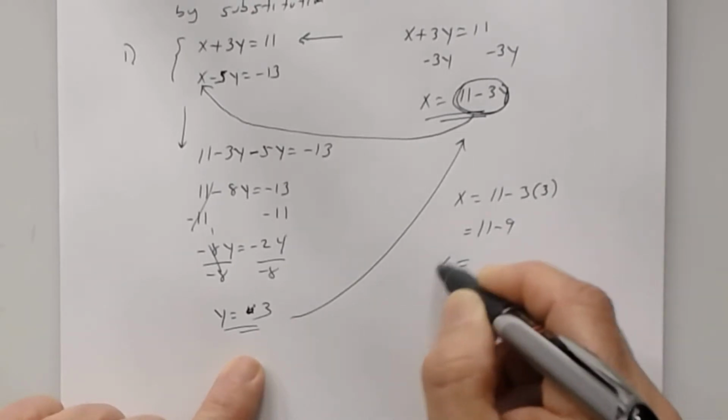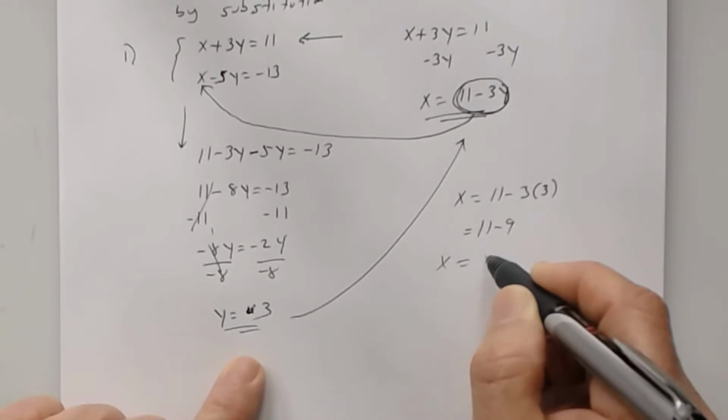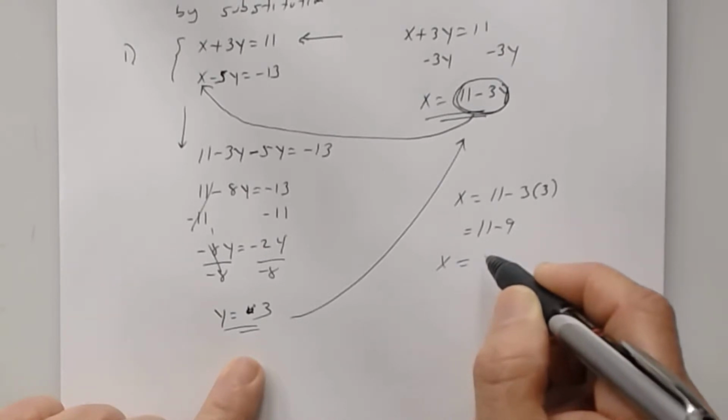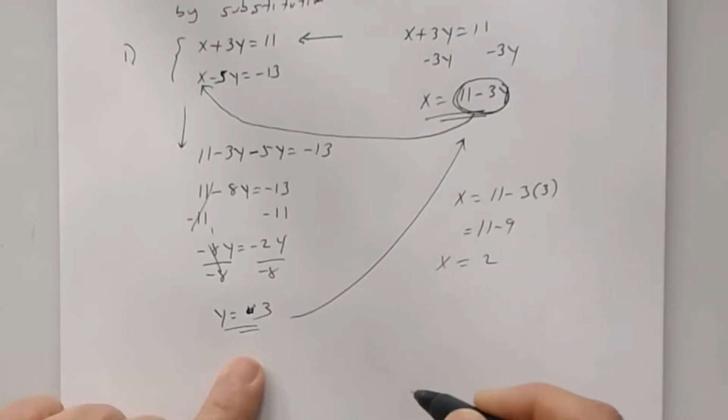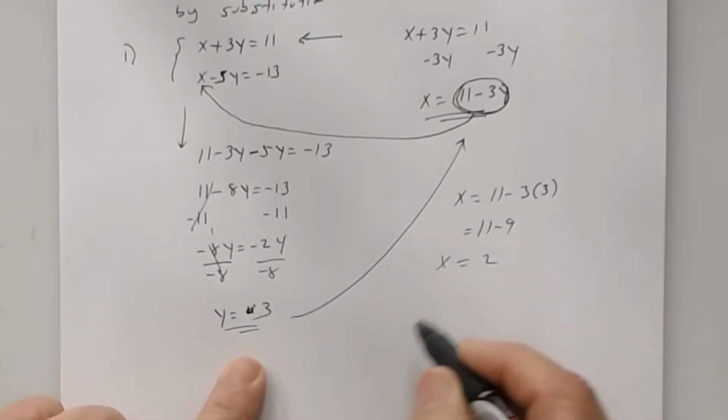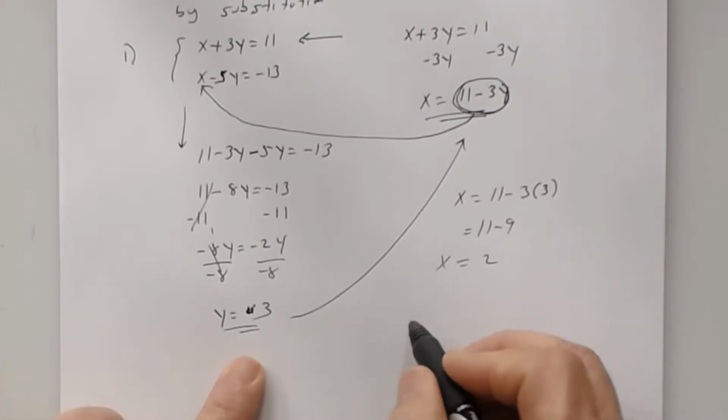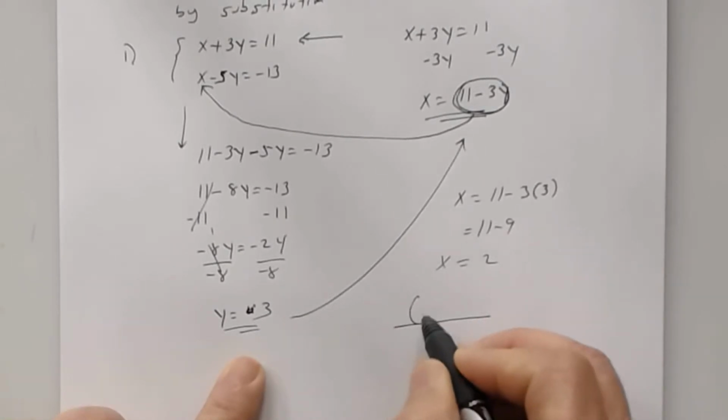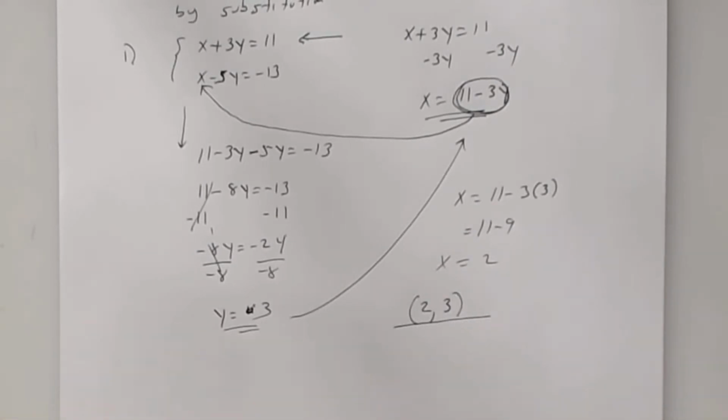So what's my x value? 2. So that's your solution. Now the directions will say write the solution as an ordered pair. So the answer is going to be parentheses. What do I put first? 2, comma 3. So that's your solution.